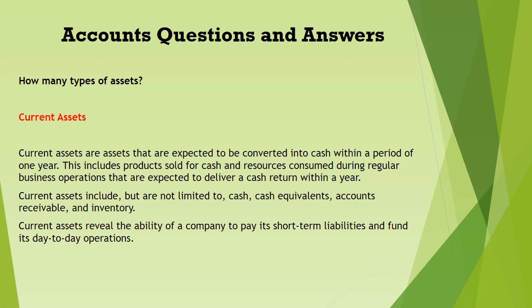If you need any cash, you have to convert easily, like within the 1 year period. Including the product sold, cash resource consumed during regular business operation that are expected to deliver a cash return within a year. See, cash within a year, that means you can convert easily. Okay, the current assets are like what I am telling. For example, the land you are not going to convert easily, correct? It will take so many processes. If you can convert easily, for example the cash, you can see the current asset including the cash equivalent.